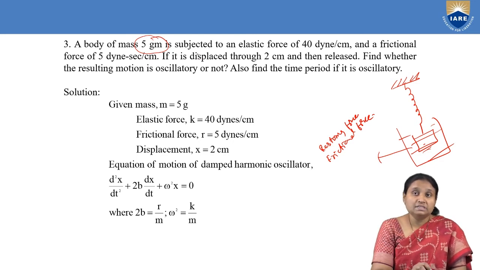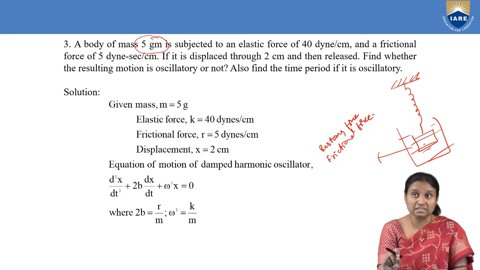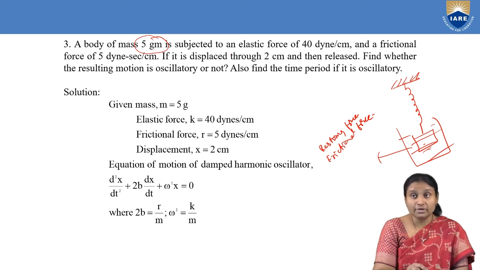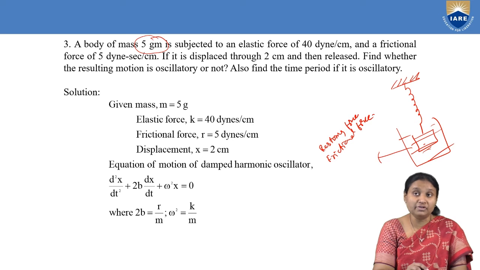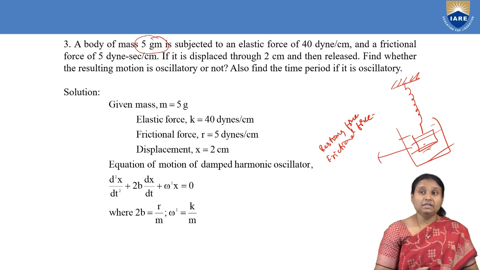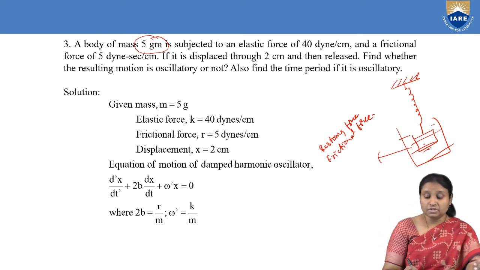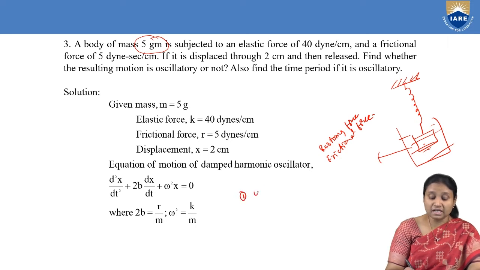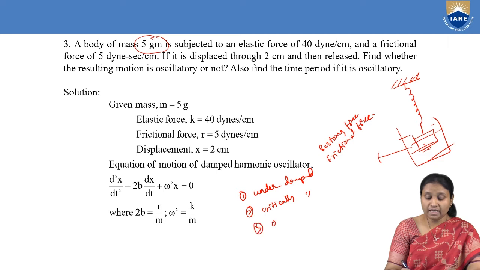And here we were given its displacement. If it is displaced through 2 centimeter and then released, find whether the resulting motion is oscillatory or not. And also we have to find the time period if it is oscillatory. We know that if we take damped harmonic motion, there are 3 cases. First one is underdamped oscillation, then we have critically damped oscillation, and then we have overdamped oscillation, right?